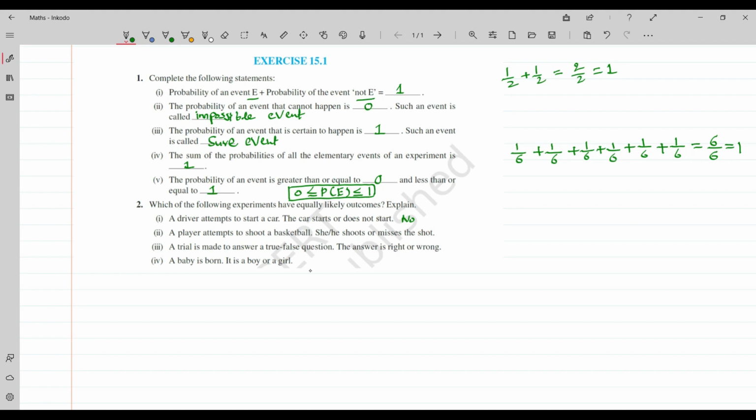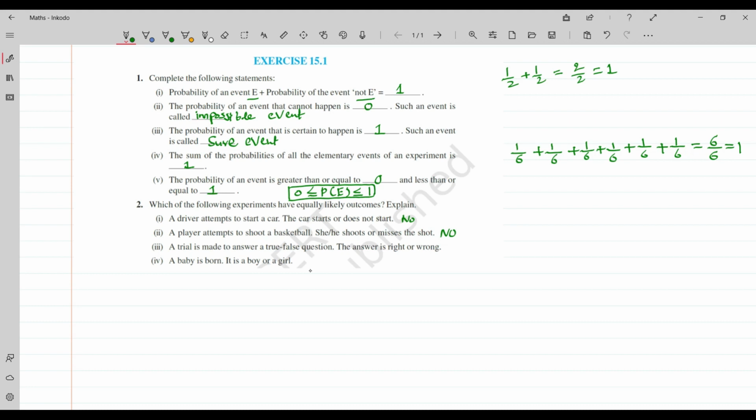Now let's see second one. A player attempts to shoot a basketball. She or he shoots or misses the shot. So this answer is also no, because the outcome is not equally likely. Reason is outcome depends on the training of the player.